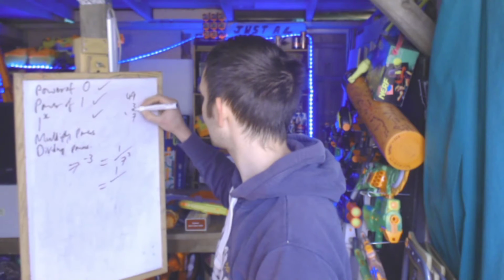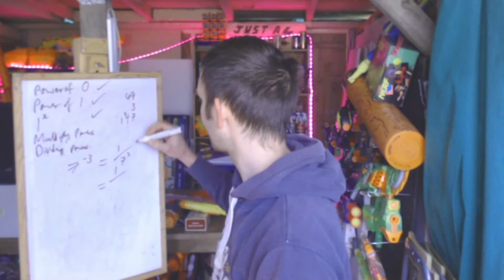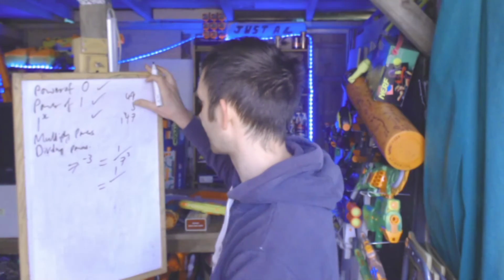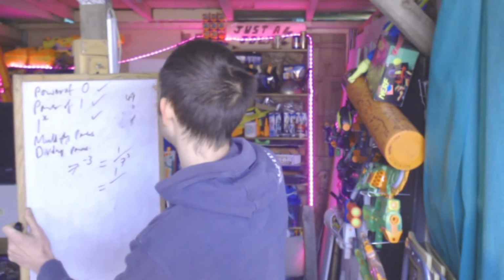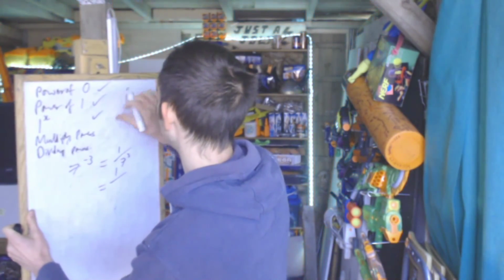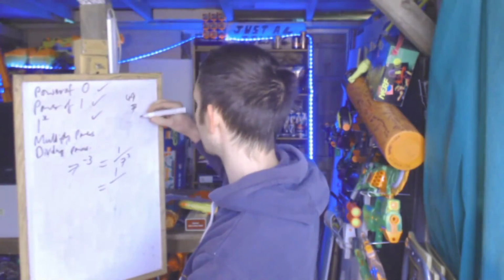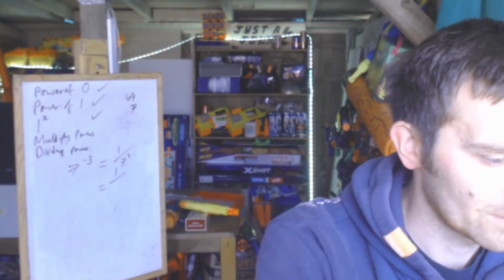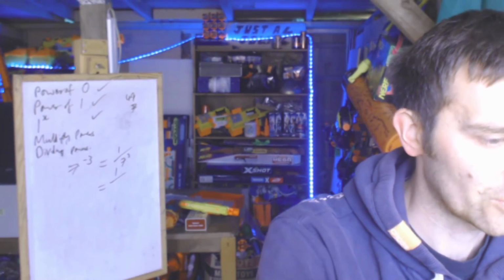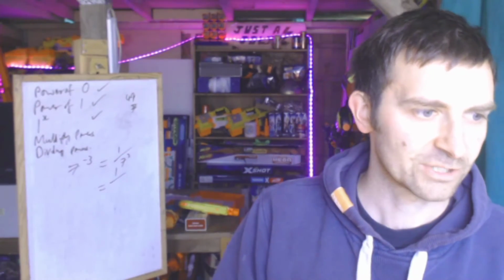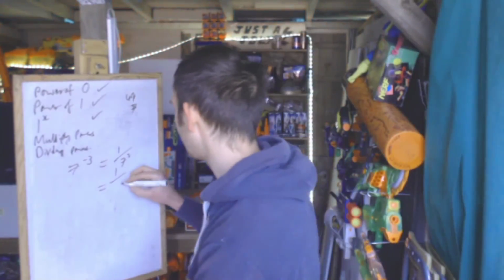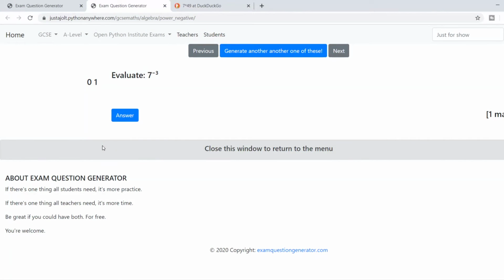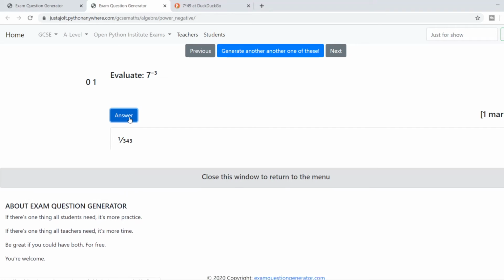7 to the power of 3. I've done that wrong. Let's correct myself. I could just do this on Python or something. It'd make my life a lot easier. Let's just do that actually. Make that quicker. 7 times 49 is 343, which means that my answer should be 1 over 343. There we go, and we'll just check that quickly. There you go, 1 over 343.